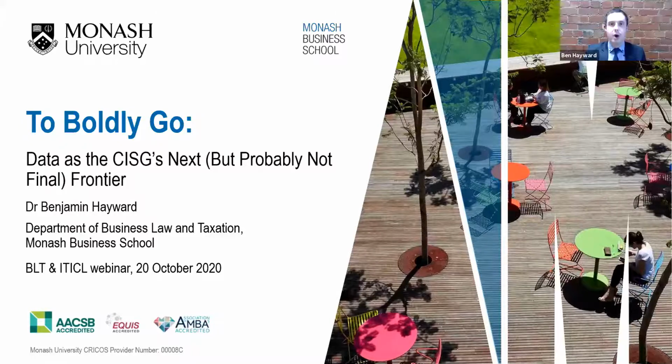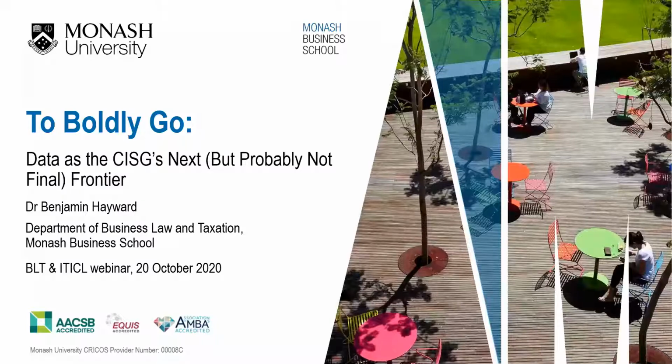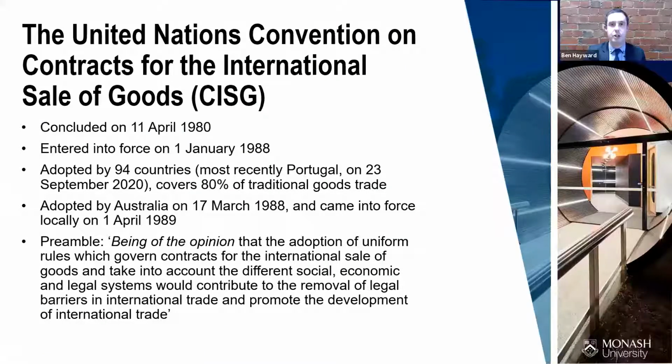So to get started, I know many of you here will be familiar with the CISG, the United Nations Convention on Contracts for the International Sale of Goods, but just in case you're not, I thought we'd start with a little bit of background. The CISG was concluded at a diplomatic conference in Vienna on 11th of April 1980. That's when its text was settled. And after it achieved the required 10 ratifications, it came into force at the international level on the 1st of January 1988. And it currently has 94 signatory states after Portugal most recently acceded in September of this year.